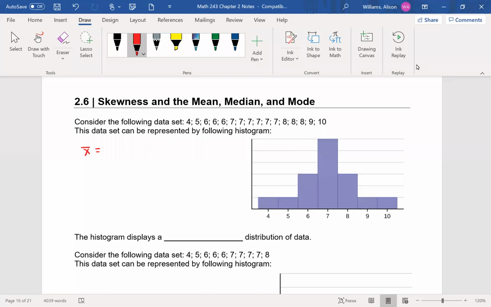And if I add up all of the data, pause the video too, add up all the data, check yourself. I'm getting 112, and I have 16 pieces of data. So that comes out to 7.